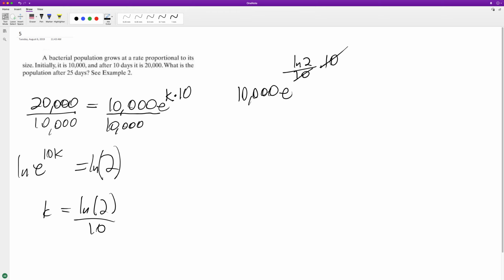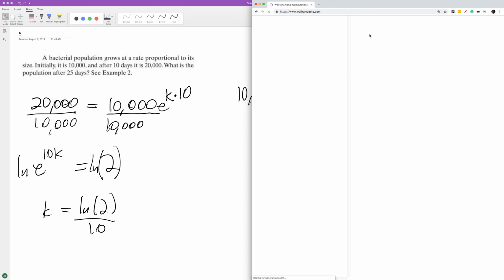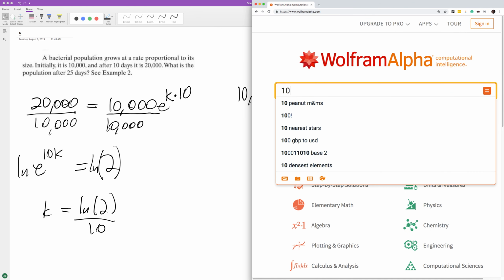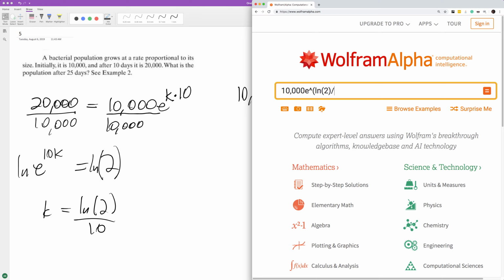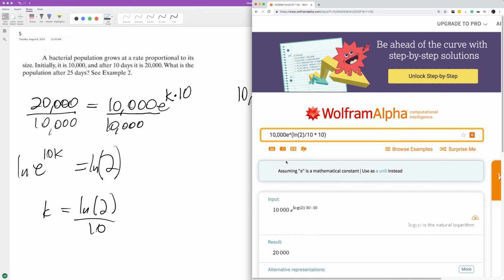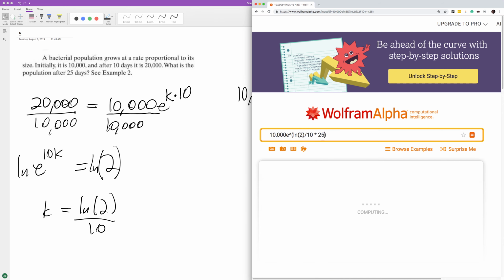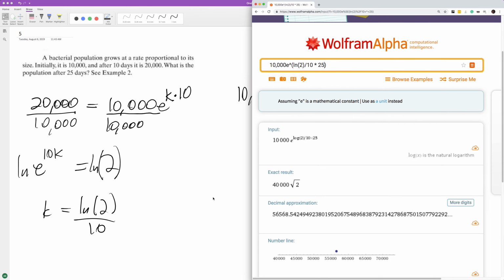I'm going to use Wolfram Alpha. All right, so 10,000 e raised to the natural log of 2 divided by 10, even though this is unnecessary, just times 10. Hold on a second here. What am I doing wrong? Oh, I'm sorry. Of course, that's right. It is 20,000. We want 25 days. Sorry. I got confused there for a second. All right, so there's our exact result.